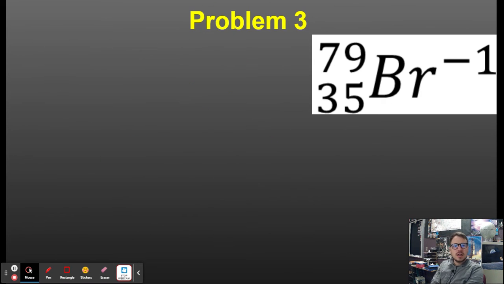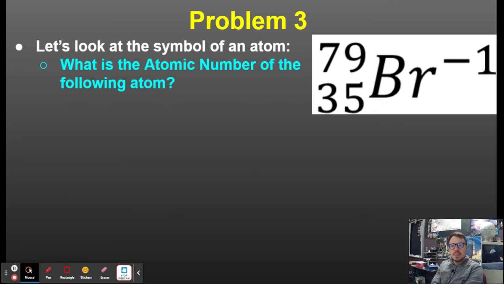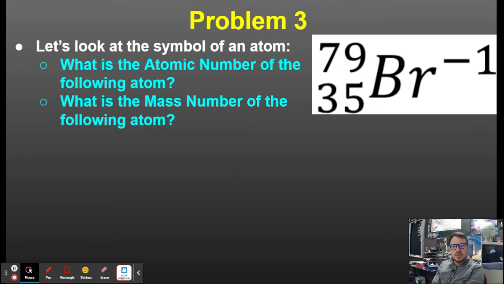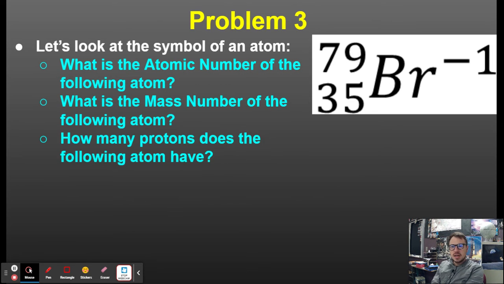So let's take a look at another one, but this one has a negative charge. The atomic number is going to be 35. The mass number is 79. How many protons does this atom have? That's just the atomic number. It has 35 protons.